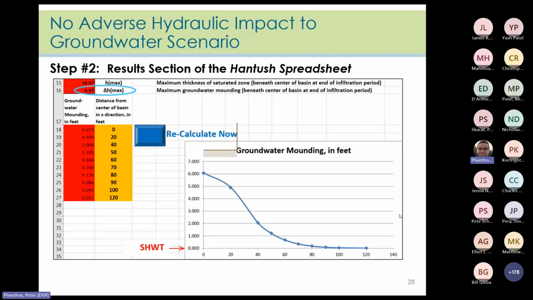To put this into proper context, I've also superimposed a symbol representing 1/2 of the bottom surface of the basin. Since the seasonal high water table, which the spreadsheet always sets at y equals 0, is 7.5 feet below the bottom of the sand layer, the temporarily elevated groundwater table, located at y equals 6.07 feet at the center of the basin where x equals 0, will not reach the bottom surface of the sand layer. Therefore, the assessment shows no adverse hydraulic impact to the proposed infiltration BMP from the groundwater mounding.